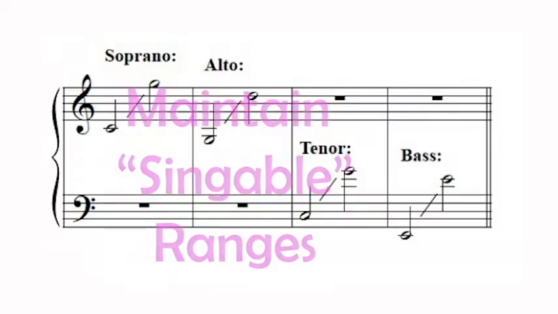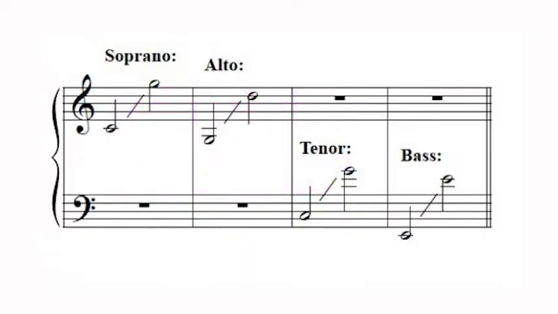When writing for a choir, you need to be aware of the ranges of your singers. Now, this depends on the level of the choir, but for part writing purposes, our ranges are as follows: C to G for soprano, G to D for alto, C to G for tenor, and in the bass section, E to E.